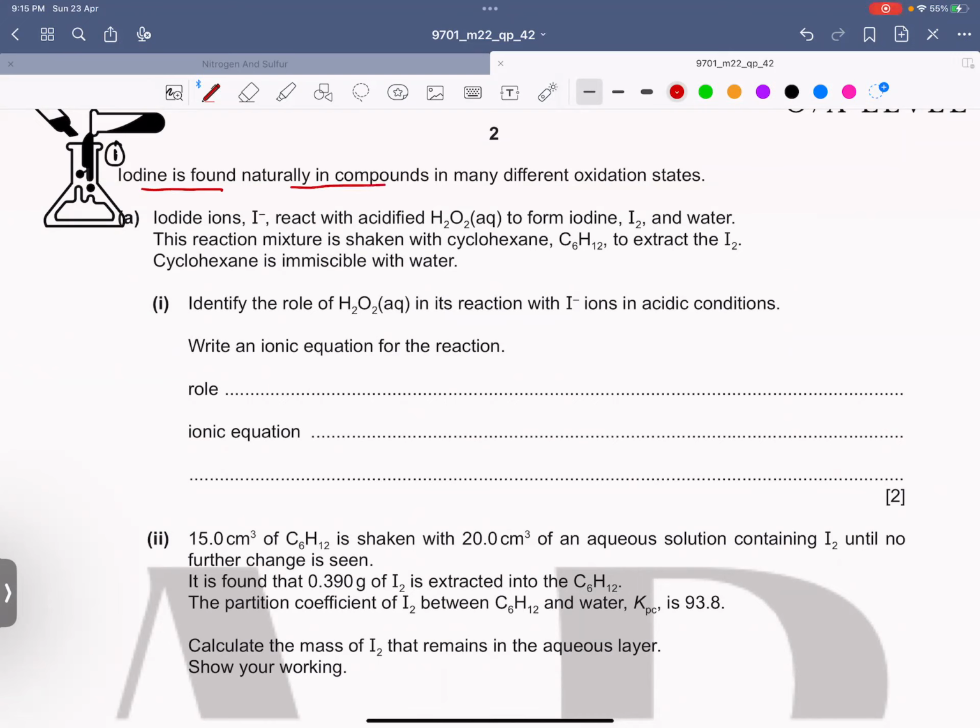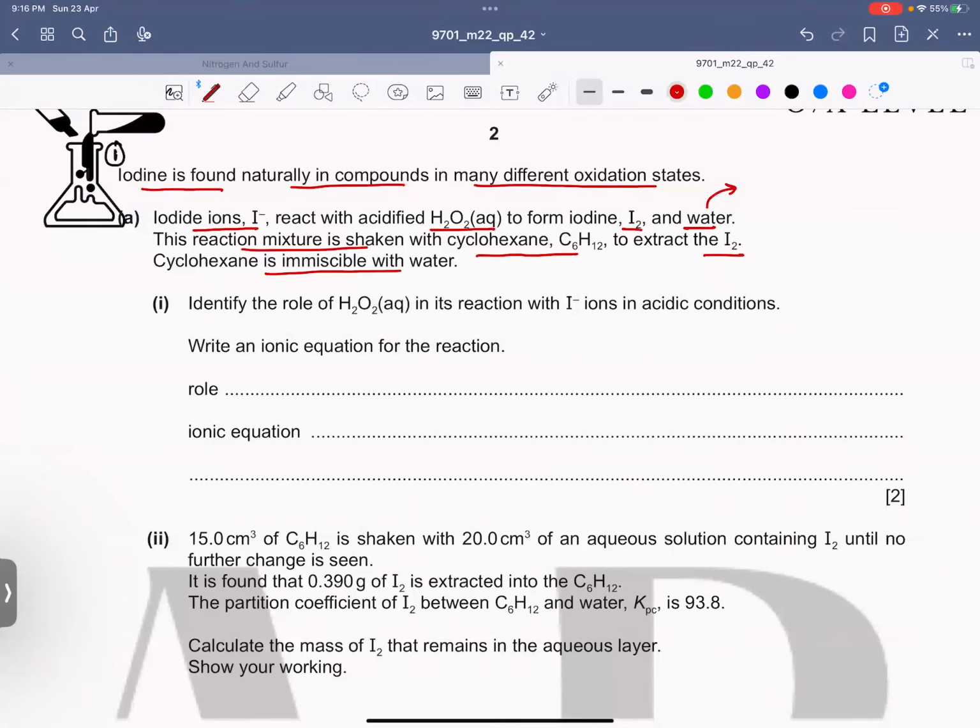Iodine is found naturally in compounds in many different oxidation states. So, okay, iodide ions react with acidified H2O2 aqueous to form iodine and water. The reaction mixture is shaken with cyclohexane to extract iodine. Cyclohexane is immiscible with water.